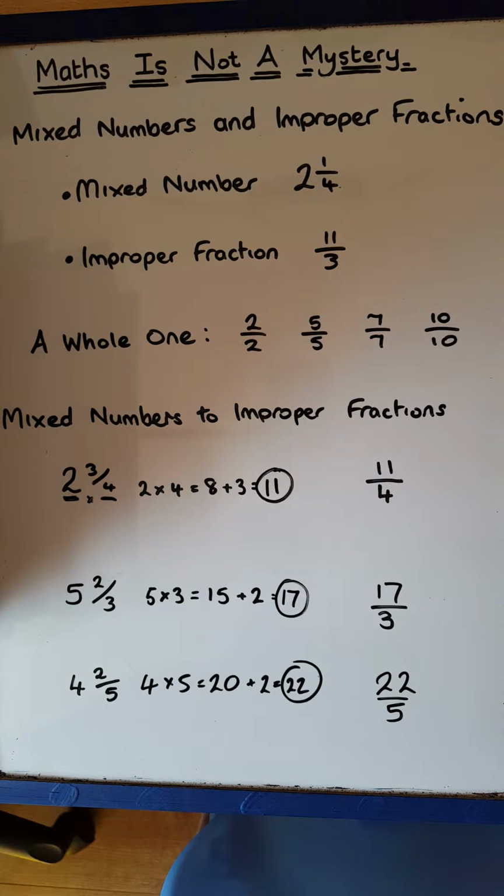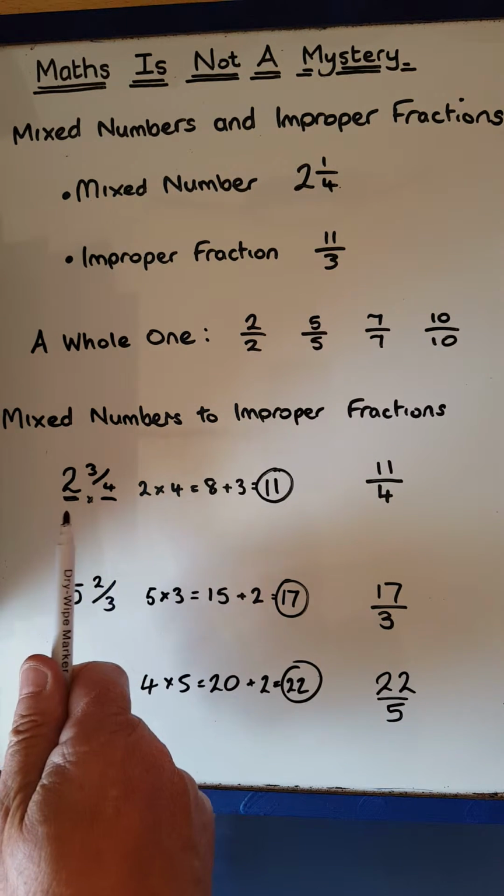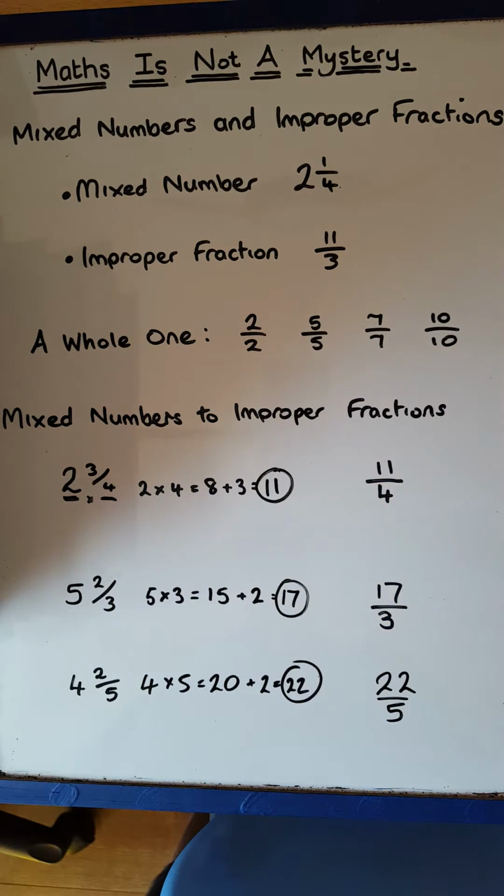That's how you change a mixed number to an improper fraction. You get your whole number, multiply it by the denominator, and then add the numerator, the top number. And you keep the bottom the same as it was in the question.